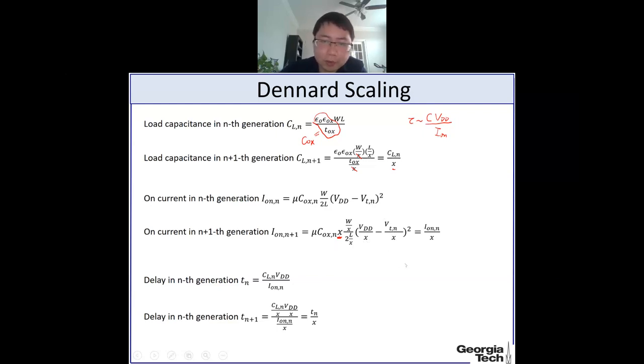So you can have all those, and then you can cancel some of them. And here you have a square. So you have times X, but you have a square in the denominator. So you still eventually get X in the denominator. So here the conclusion is the current decreases by X.